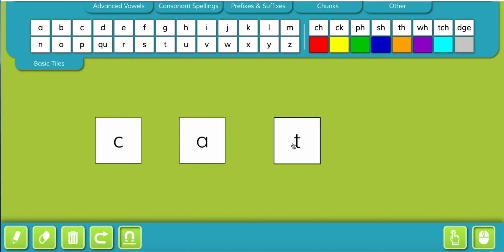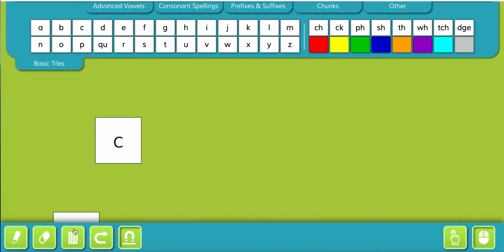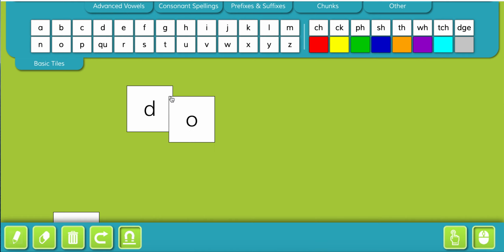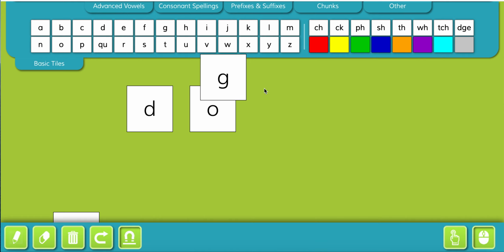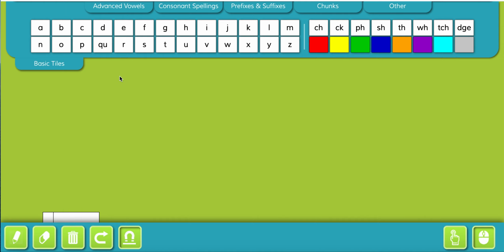Okay, let's change cat. Let's make it d, g, dog, dog. Hopefully you're able to hear that quickly. Let me put those back. Dog. Let's do a little two-letter words. I, n. I, n. Blend them together. In. In.